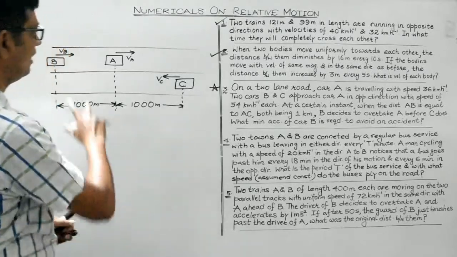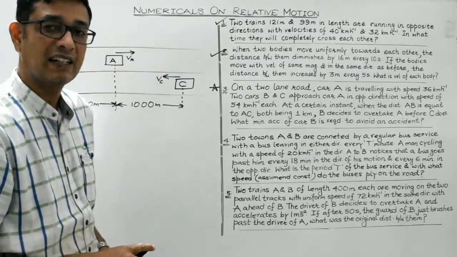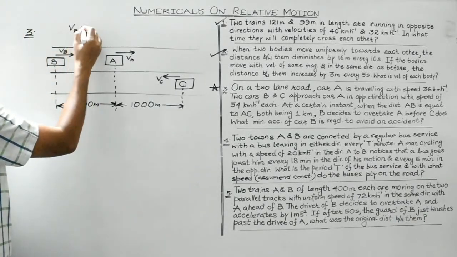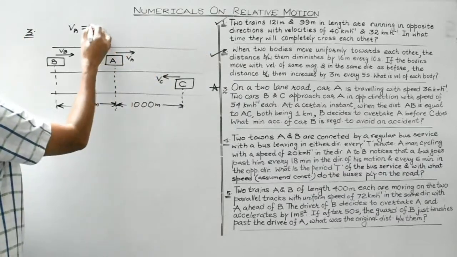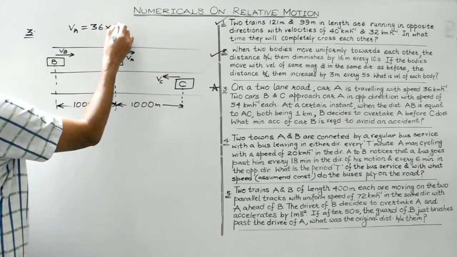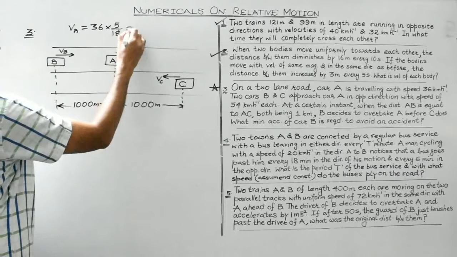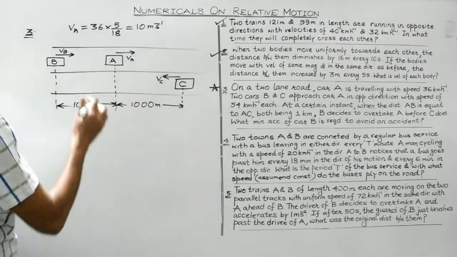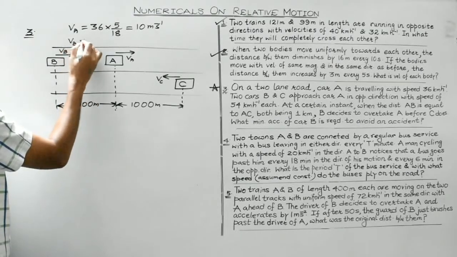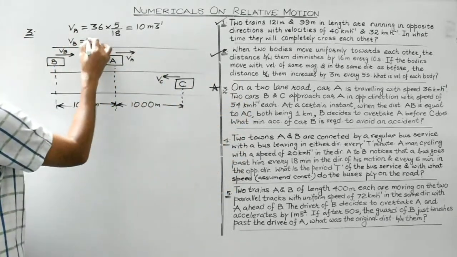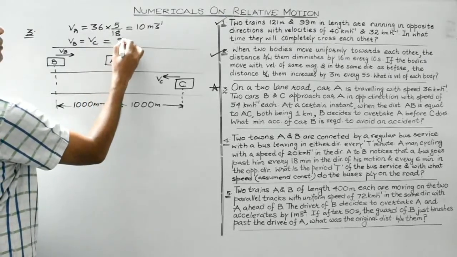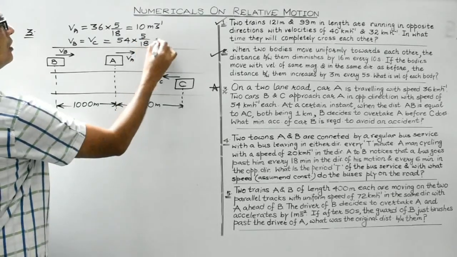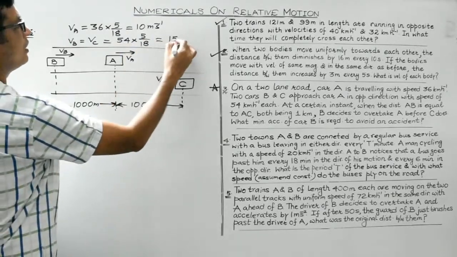Before we try attempting this, we need to convert all the given data to the SI system. Now VA, let's calculate VA. It is given to be 36 km per hour. So it will be 36 into 5 by 18. So it will be 10 meter per second. Clear, students, in SI. Similarly, VB and VC both are the same. It is equal to 54 km per hour. So it will be 54 into 5 by 18. So 18 3s are 54, 5 3s are 15 meter per second.